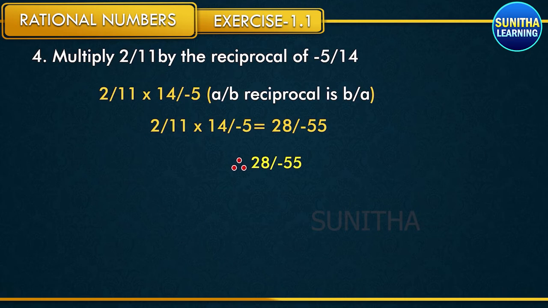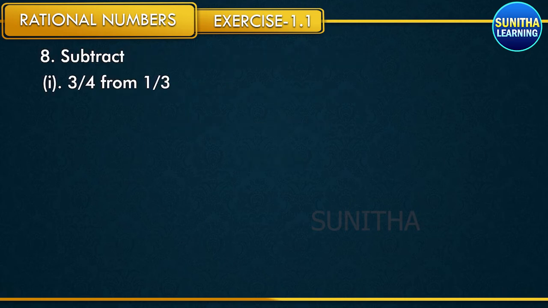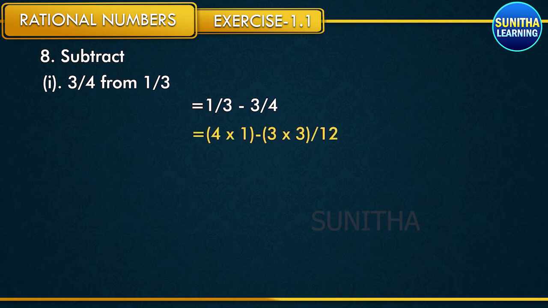Clear? Yes. 8th question. Subtract 3 by 4 from 1 by 3. So here he said subtract 3 by 4 from 1 by 3. So what do we need to do? We need to do 1 by 3 minus 3 by 4. Clear? So just do the operation 1 by 3 minus 3 by 4. So here two rational numbers are either added or subtracted. So what we need to do? Do the LCM. So in the denominators we have 3 and 4, there is no common factor. So directly multiply it. 3 fours are 12. So 12 is the LCM.